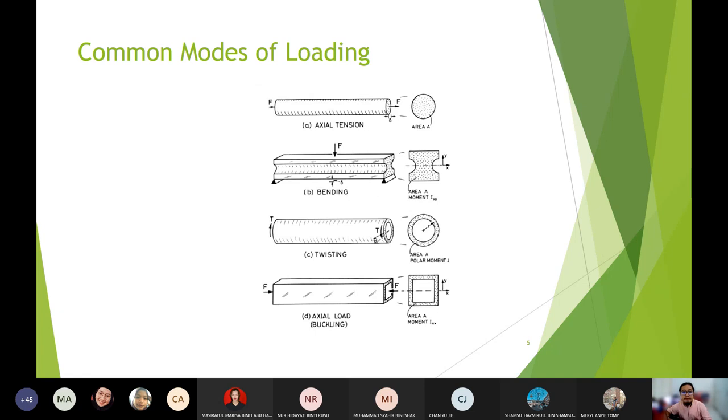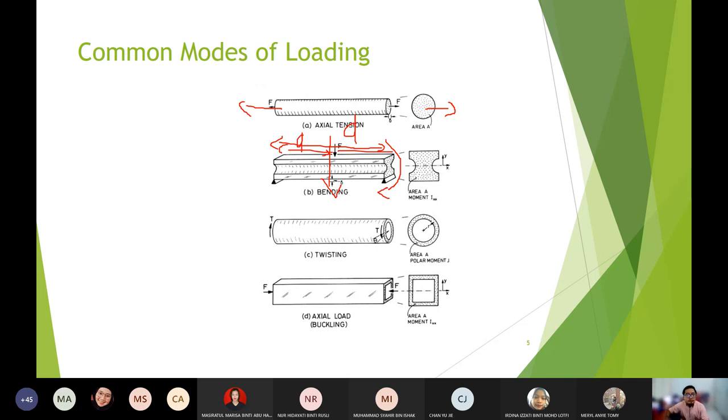So these are the common modes of loading. I'll show you graphically the common modes of loading. We have axial tension, which is actually loaded this way, and then we have bending. Bending is of course here, or here is also bending, as long as we have a distance to an axis. As long as there is a distance, we call it bending. The force acting exerts a bending moment.